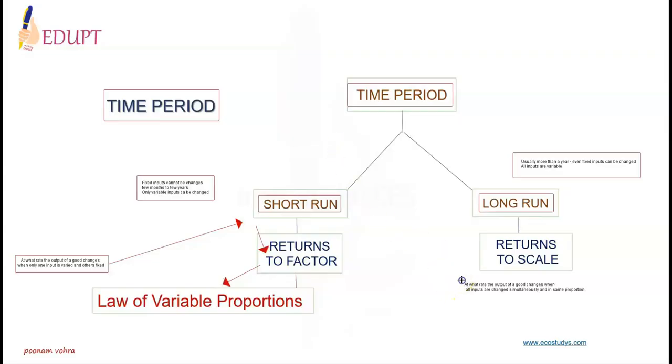Two, at what rate the output of a good changes when all inputs used in production of that good are changed simultaneously and in the same proportion. It occurs in the long run, and the resulting behavior of output is termed as returns to scale.